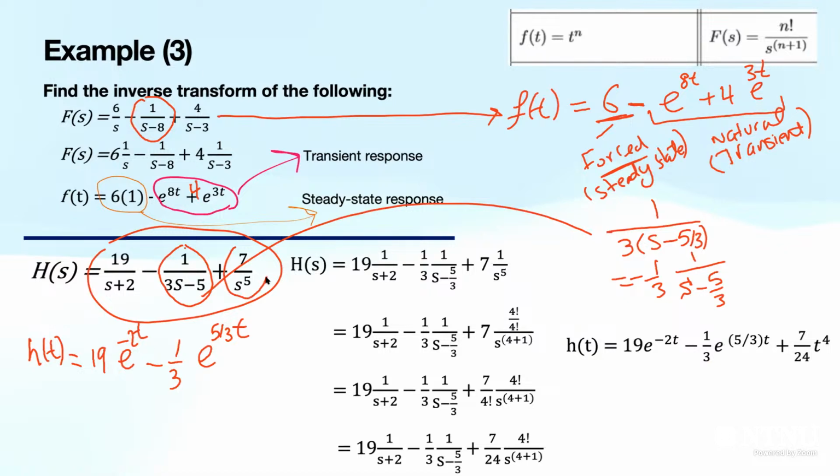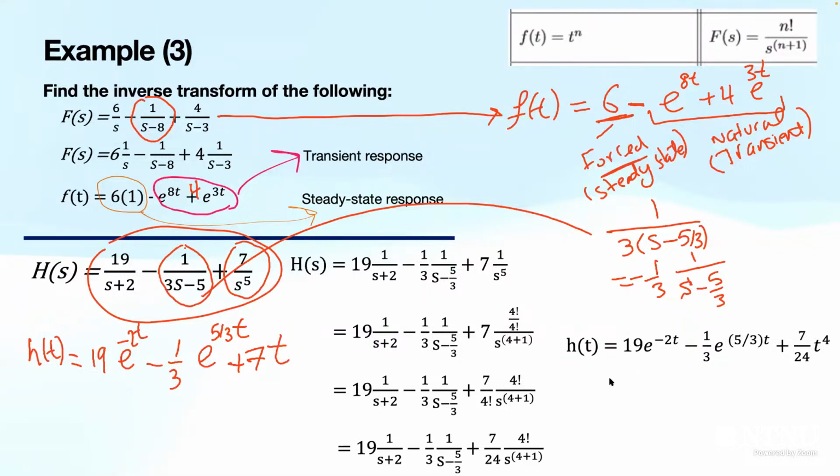What about that part here? 7 divided by 1 divided by s to the power of 5. So it will be plus 7 multiplied by t. Remember? Do you remember this equation? When it is 2 to the power of n, it will be factorial of n divided by s to the power of n plus 1. Just here, both here, okay.